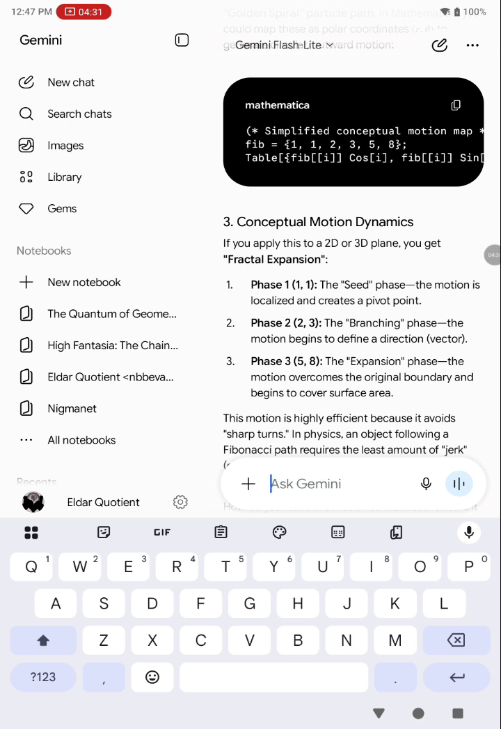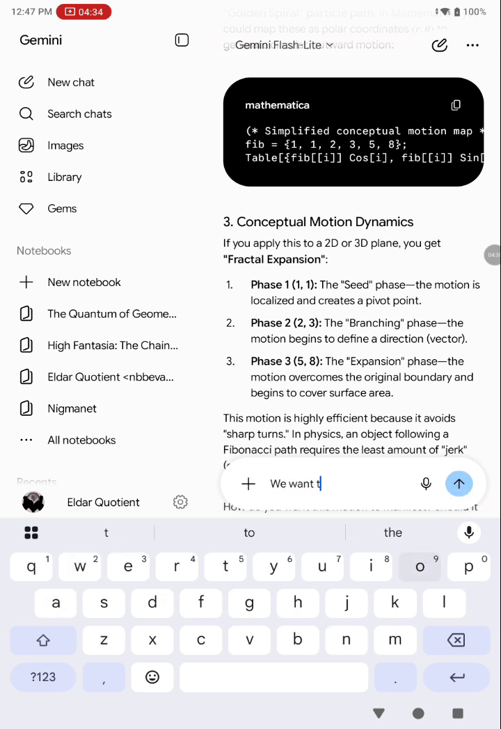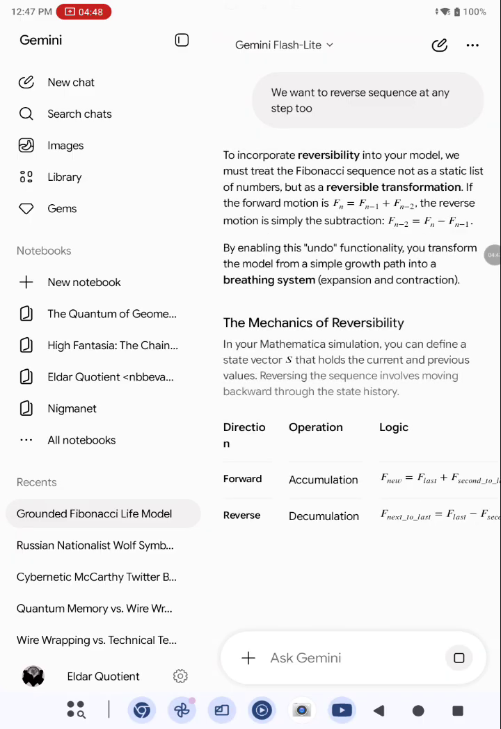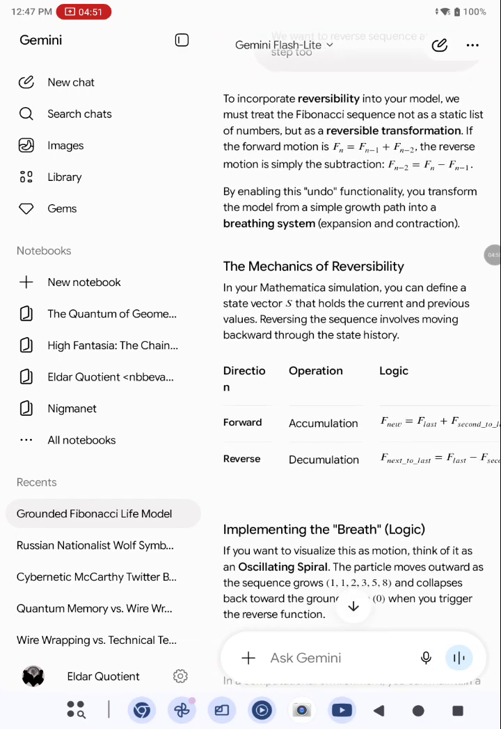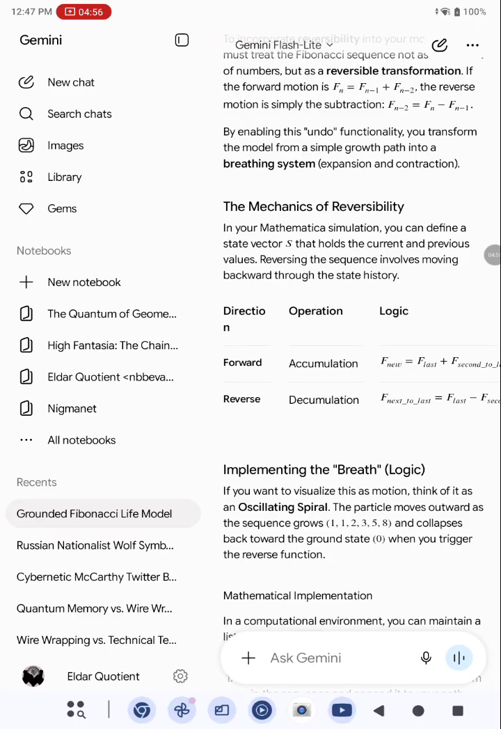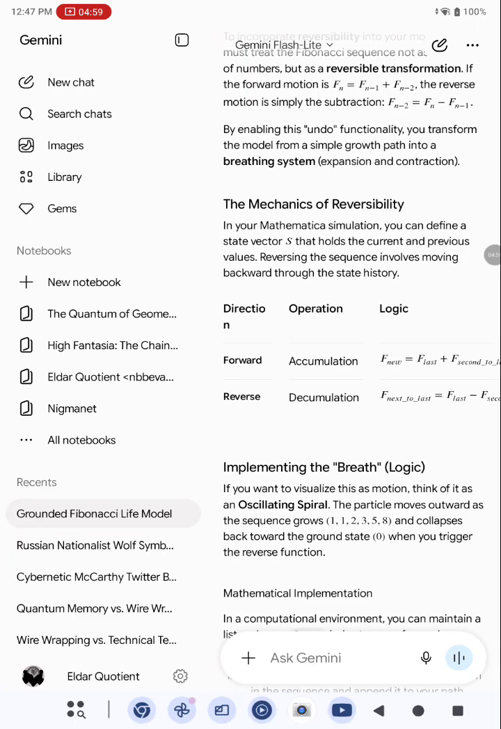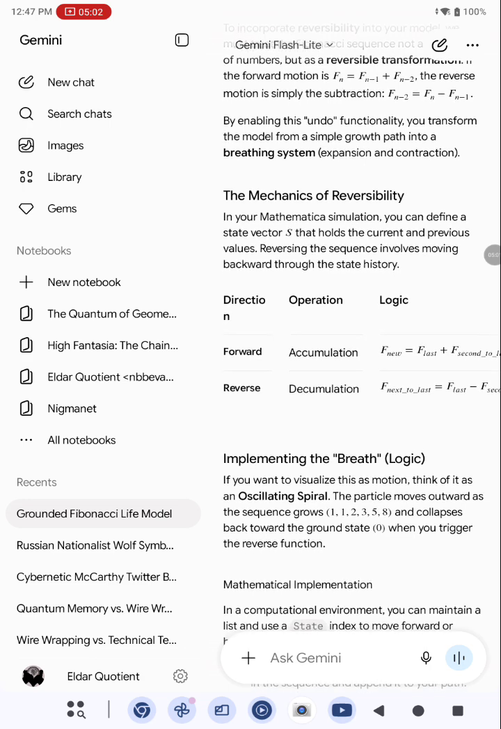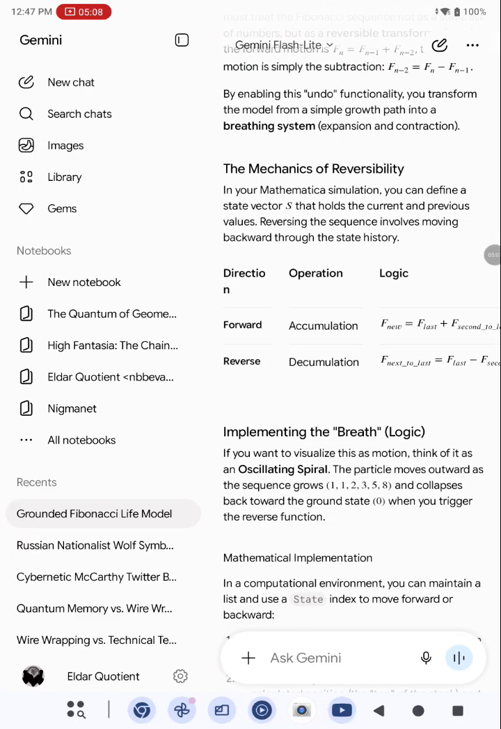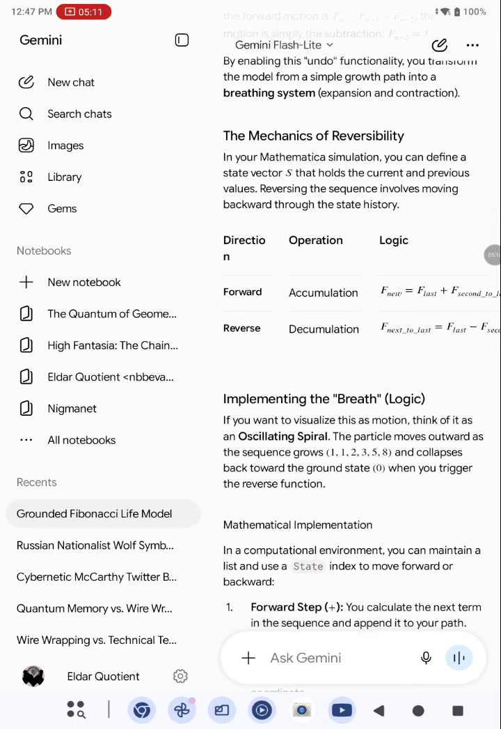Alright, and then we want to reverse the sequence at any step. We can incorporate reversibility into the model. We have a reversible transform. If the forward motion is F_n equals F_(n-1) plus F_(n-2), the reverse motion is simply the subtraction: F_(n-2) equals F_n minus F_(n-1). It's like an undo.